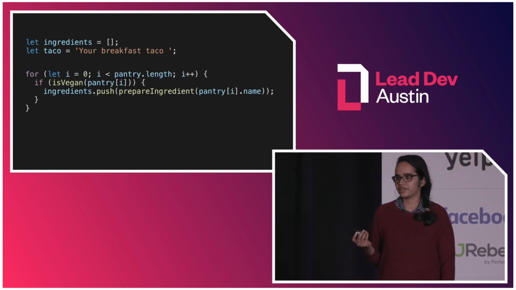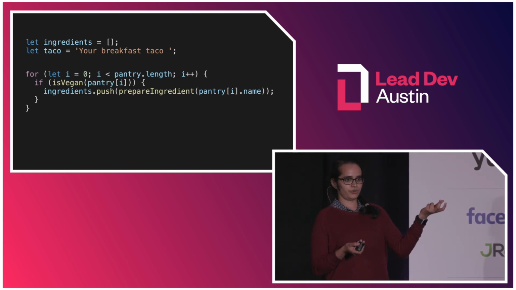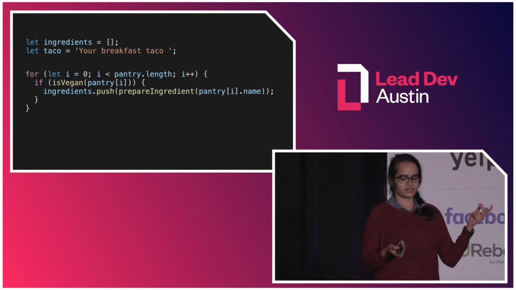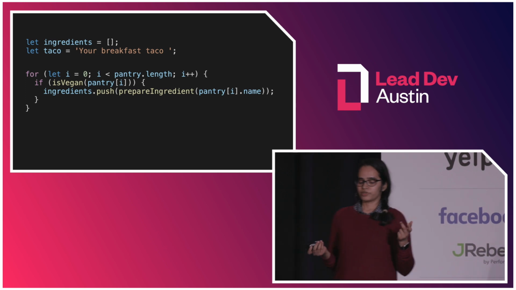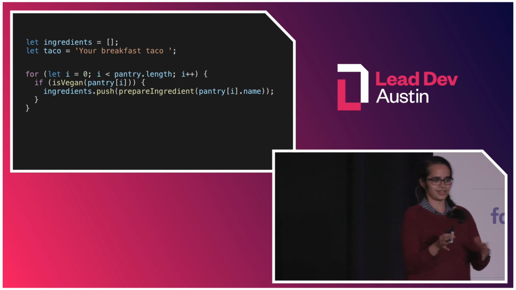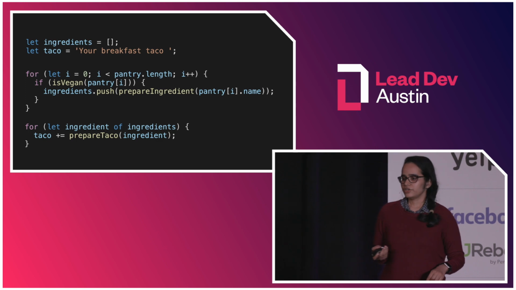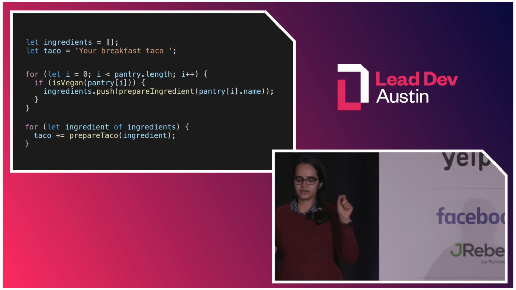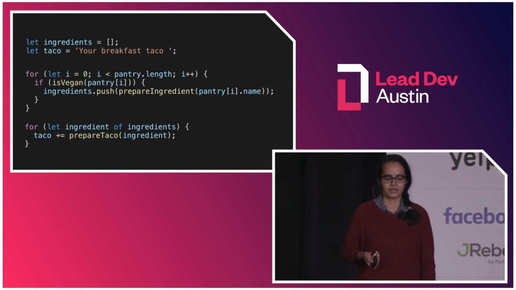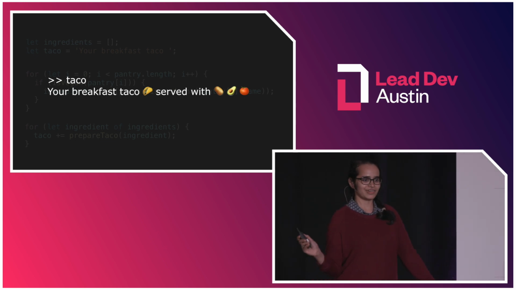So we'll have a loop that loops through all of the items in your pantry. So you could imagine, oh, we look at a potato as a pantry item, and then we have the isVegan function that checks, oh, is it vegan? Okay, then let me put that into the prepare ingredient function. And the prepare ingredient function basically chops your potatoes, cooks it up, and then puts it in your ingredients array list. And then we go through again with a loop through all the vegan-only ingredients, right? And then prepare our taco, which is our final string. So there you go. Your breakfast taco is served with potatoes, avocado, and salsa.